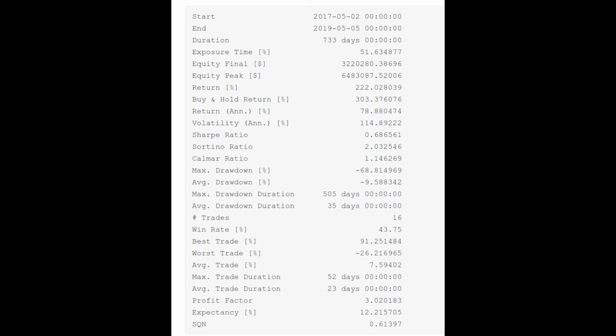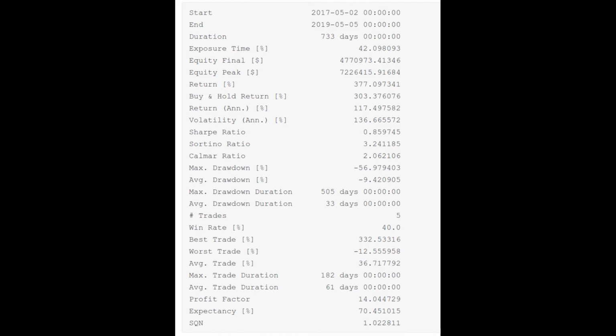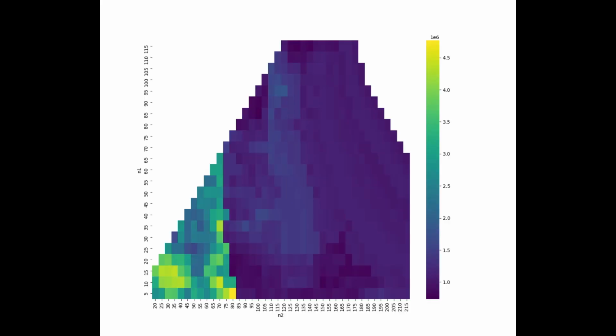At least we made 222% returns. How about we optimize for this period? Hey, we beat the buy and hold. This time the magic numbers are 5 and 70. Let's look at the new heat map. See, they keep changing, don't they?